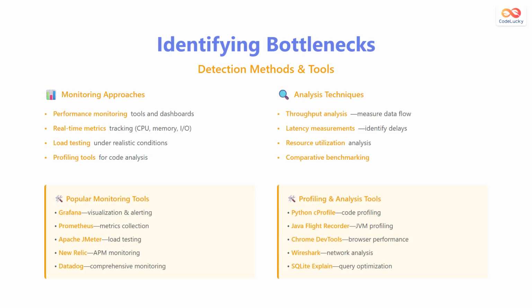Identify bottlenecks through performance monitoring tools and dashboards that track real-time metrics like CPU, memory, and input-output usage. Conduct load testing under realistic conditions and use code profiling tools. Analyze throughput to measure data flow, measure latency to identify delays, and check resource utilization. Popular tools include Grafana, Prometheus, Apache JMeter, and New Relic for monitoring, plus Python cProfile and Java Flight Recorder for code profiling.